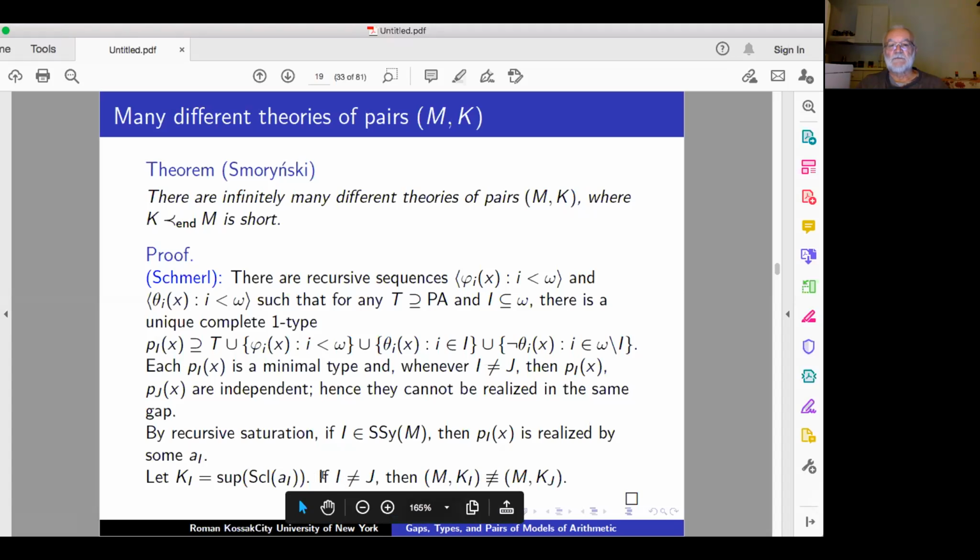Because of that, the pairs will be non-isomorphic, but also not elementarily equivalent, because you have satisfaction and you have omega. Using satisfaction for K_i, using omega, and also using the sequences here, you can say that in this structure the last gap realizes p_i, and in this structure the last gap does not realize p_i. So you get elementarily inequivalent pairs, continuum many, or countably many, because you will get them only for the i's and j's in the standard system. It's a very useful construction. Do you have any questions?